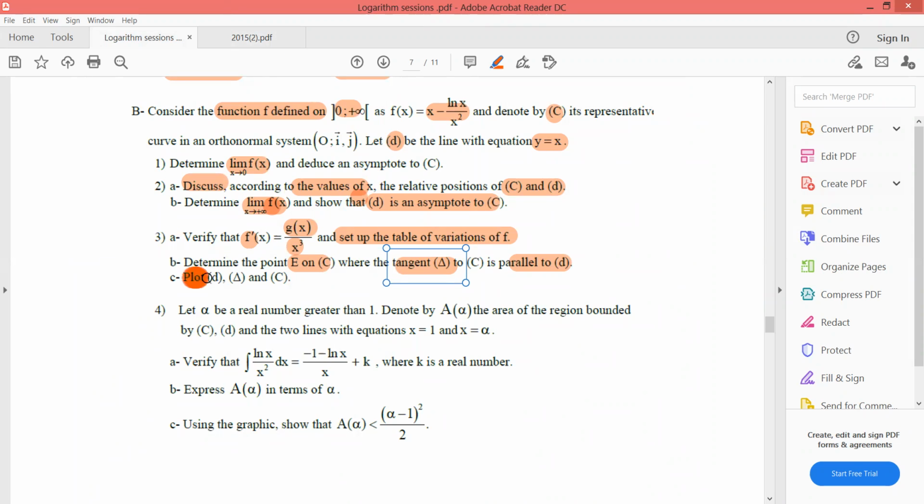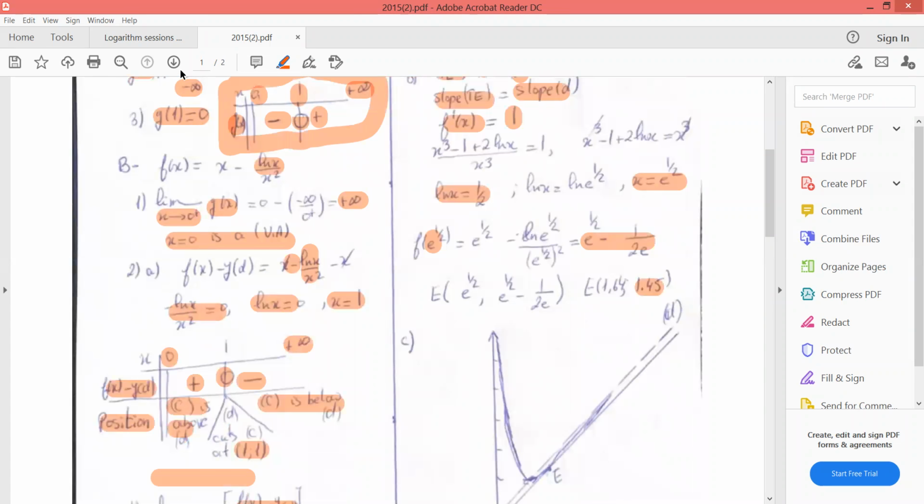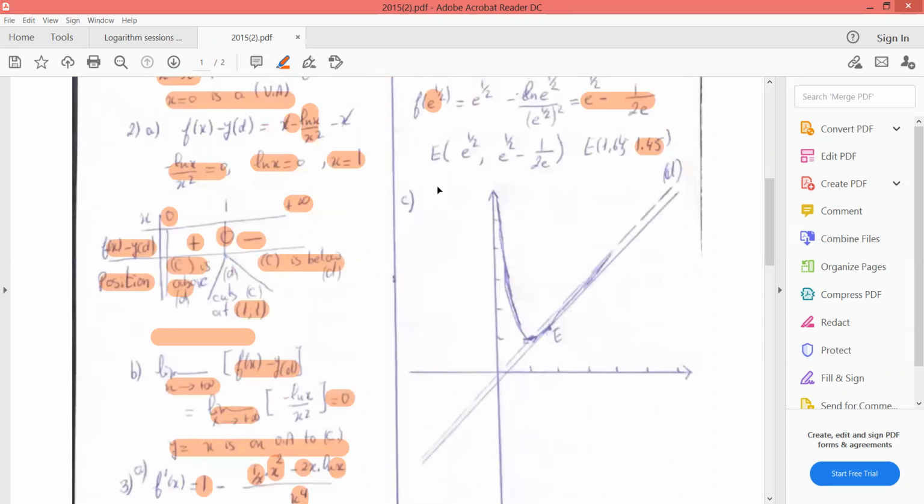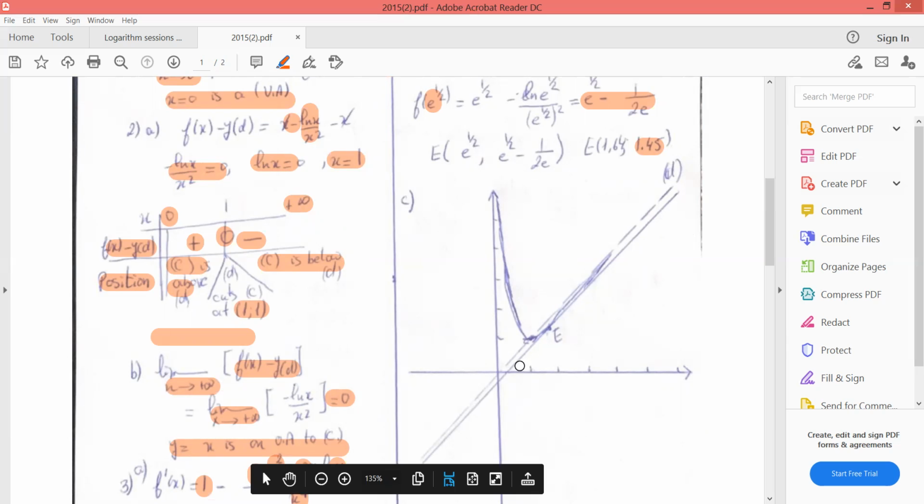Plot D, delta, and C. We are going to plot the two lines and the curve. Line D is y equal x. This is the line D, the upper line, y equal x. It passes by the point 0, 0 and by the point 1, 1. So I draw the line D.